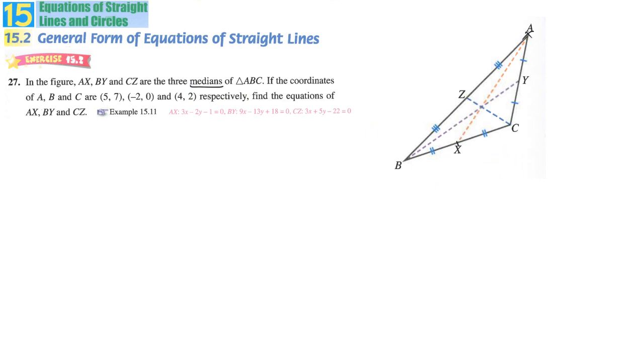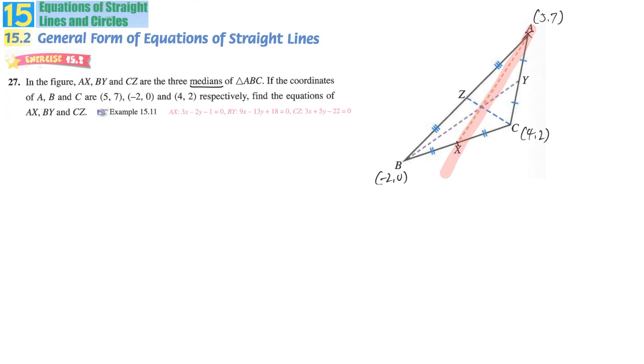And then they give us the coordinates. A is 5, 7. The coordinate of B is negative 2, 0. The coordinate of C is 4, 2. I'm just going to demonstrate how you can get the equation of AX. So our target is AX, this line here.